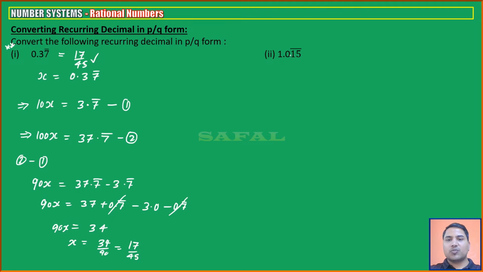Likewise, if I want to write 1.015 bar, here the bar is above 15. That means 15 is continuously repeating. So let's write this number as x, 1.015 bar. Now the first job is to shift the decimal just before the repeating block. So how many places do I need to shift? 1 place. So this equation I'll multiply by 10. So I'll get 10x equals 10.15 recurring. This equation I need to call the first equation.